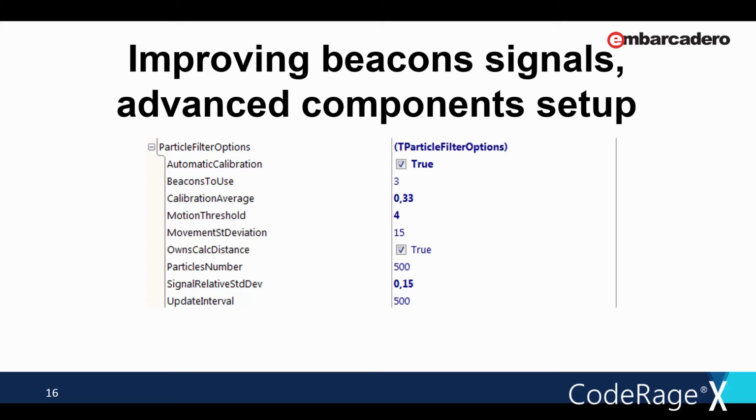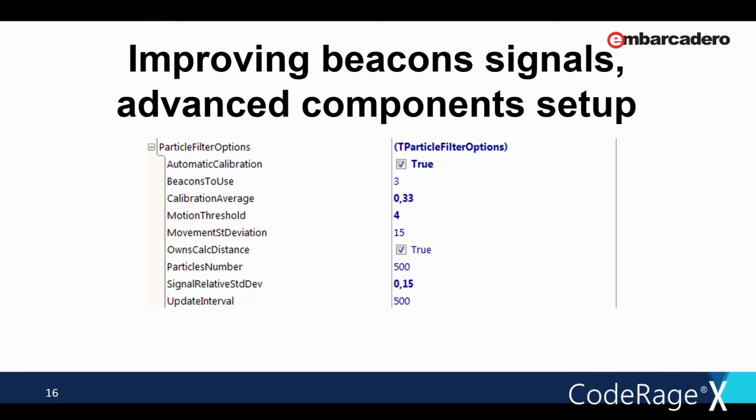Signal relative standard deviation: with this property, we give more weight to closer beacons in the distance simulation. So, the lower the value, the more weight goes to the closest beacons.